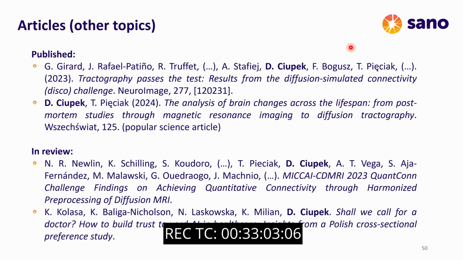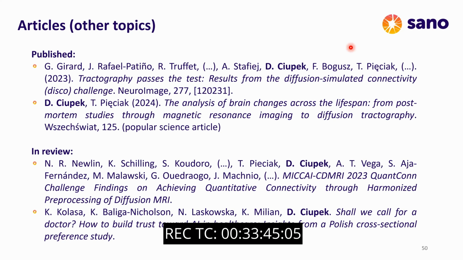And we currently have 2 published articles on different topics. The first one is the summary of the diffusion simulated connectivity DiSCo challenge, in which we achieved 4th place in 2022. And the aim of this challenge was to predict the connectivity of numerical phantoms. The second one is the popular science paper that is already published in the recent issue of the Wszechświat magazine. And it provides a brief overview of techniques used to study age-related changes in the brain, with the main focus on diffusion tractography. And we also have 2 articles under review.